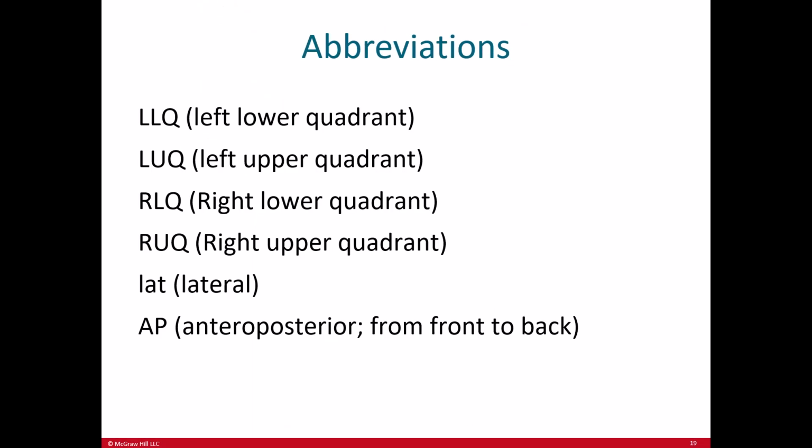So let's discuss these abbreviations. You will see LLQ in documentation, LUQ, RLQ, or RUQ. You need to know that these mean left lower quadrant, left upper quadrant. RLQ is right lower quadrant. RUQ is right upper quadrant. Then we have LAT, which you'll see means lateral. AP means anteroposterior, which means from the front to the back. So this is a motion, a movement that is happening. It's moving from the front to the back.